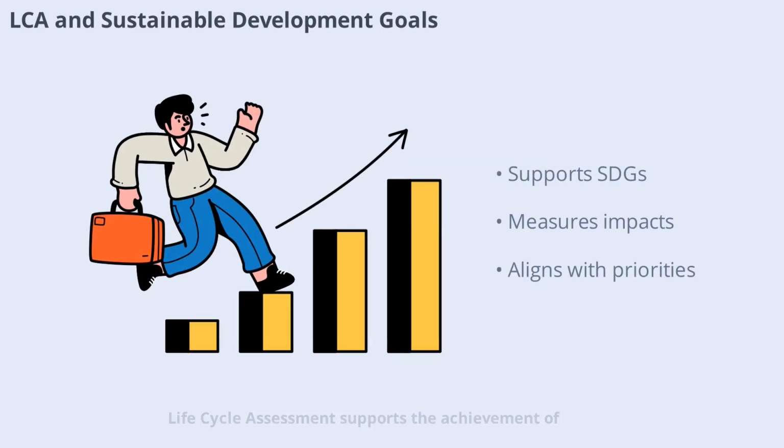Life cycle assessment supports the achievement of the United Nations Sustainable Development Goals, SDGs. By measuring and managing environmental impacts, LCA helps organizations contribute to goals such as responsible consumption, climate action, and clean energy. Integrating LCA into engineering practice aligns efforts with global sustainability priorities.